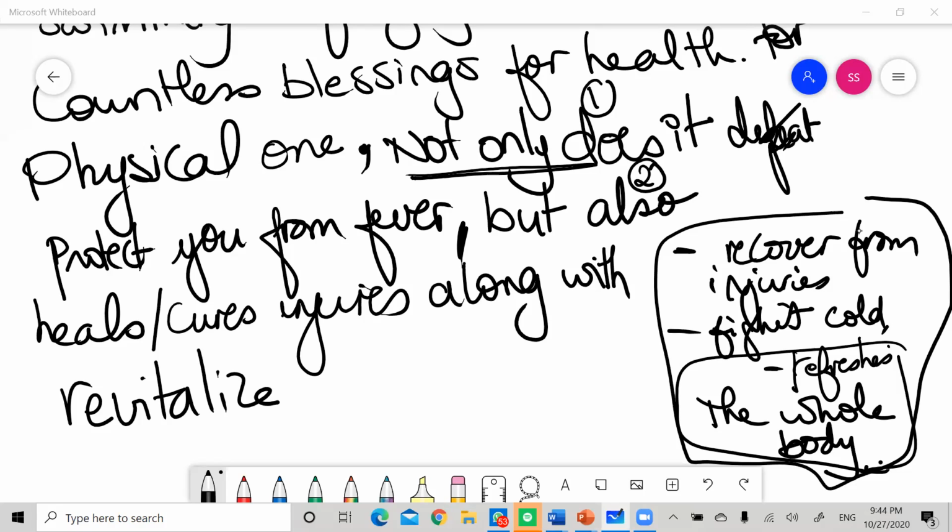Revitalize the whole body. How can I change the word whole? It could be all, or the entire body, right? Yes, Miss. Or the entire, yes, the entire body. Thank you.